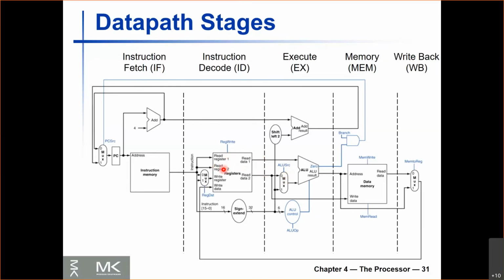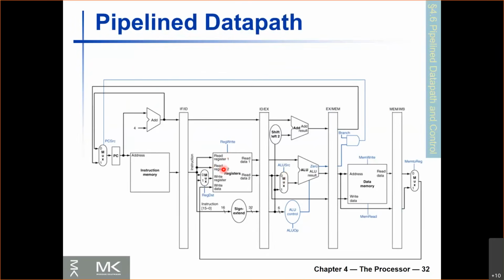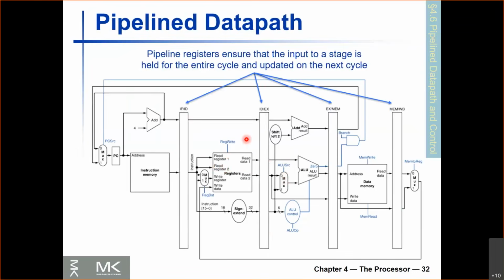And you're correct, what someone said in the chat is we're going to add registers. We're going to add these pipeline registers in between each of the stages. What these registers do is ensure that the input to each stage is held for the entire cycle and updated on the next cycle. Having this register over here ensures that we hold the instruction that we fetched, and in the meantime, we can fetch the next instruction without affecting the instruction that's being decoded.